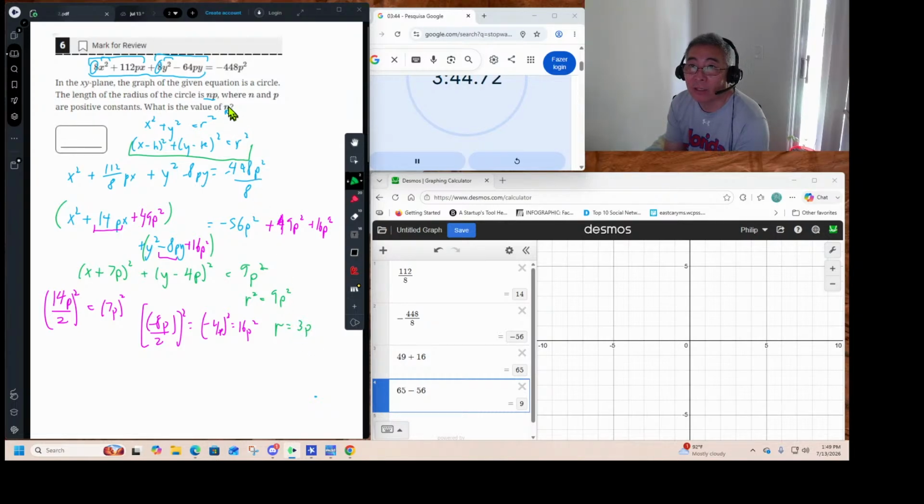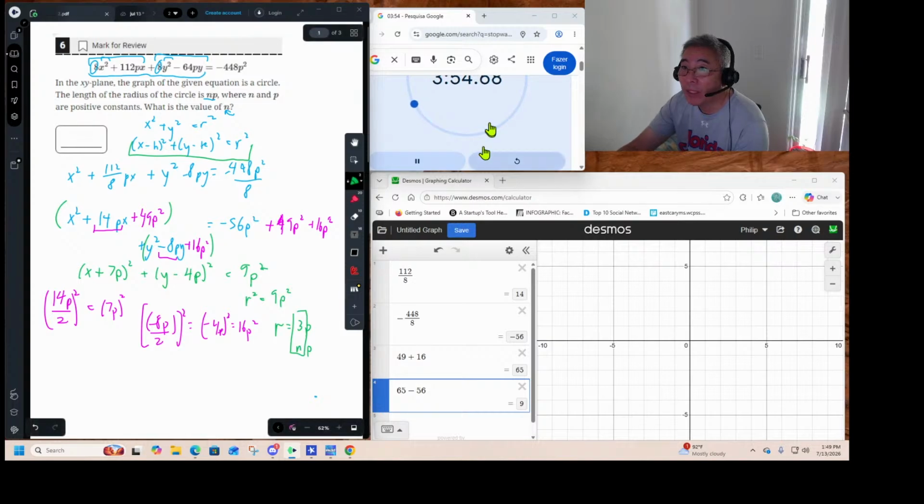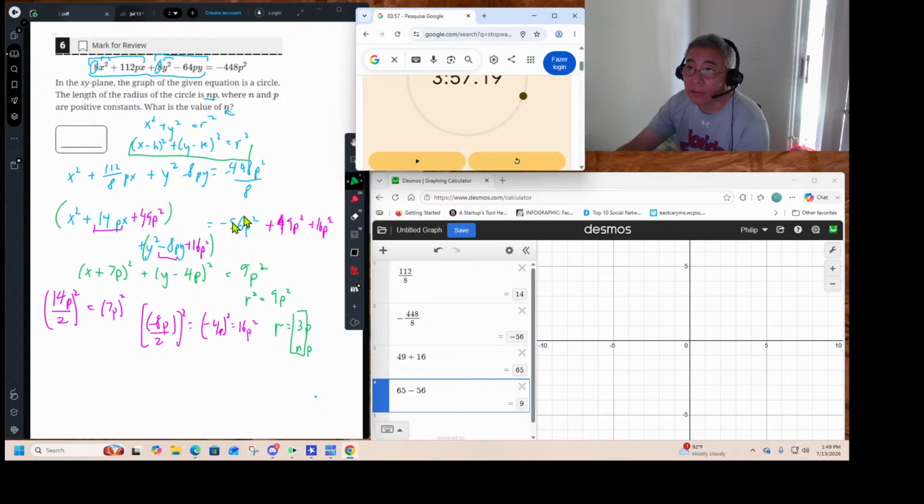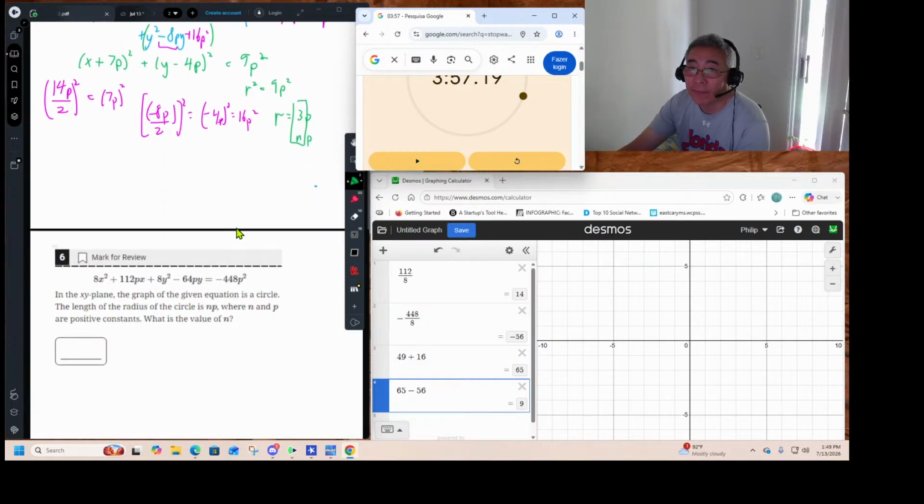And they said that the radius is actually np, and so now we kind of know what they meant. They were asking for what n is, which turns out to be 3, and so the answer is 3. That took me 4 minutes, right? Now I'm going to do it with Desmos, okay?